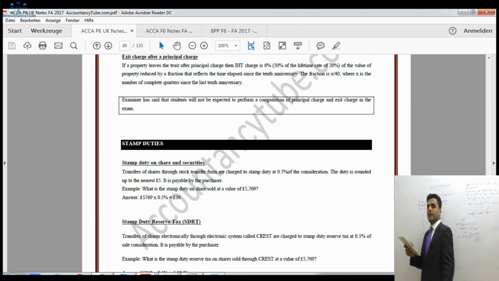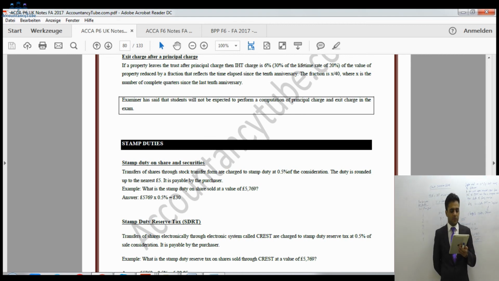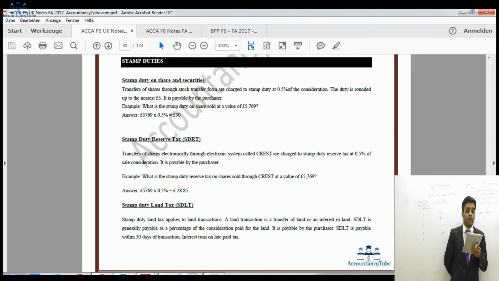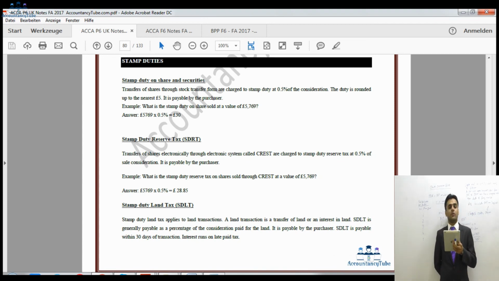Right, after that, just beneath that is the stamp duty. Stamp duty is very often examined, and it's very, very easy as well. So just make yourself comfortable with it because it is very important. Transfer of shares through stock transfer form. Now, stock transfer form is a physical form which you have to fill in, telling who is transferring, who is buying, how many shares, what is the price, and all these details.